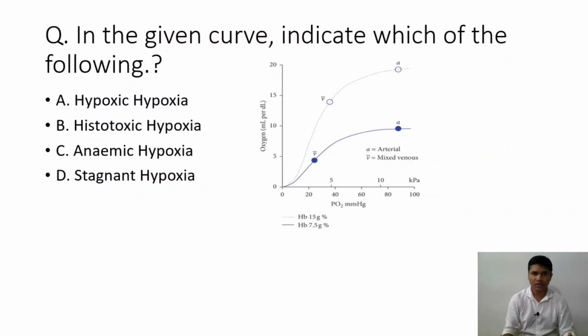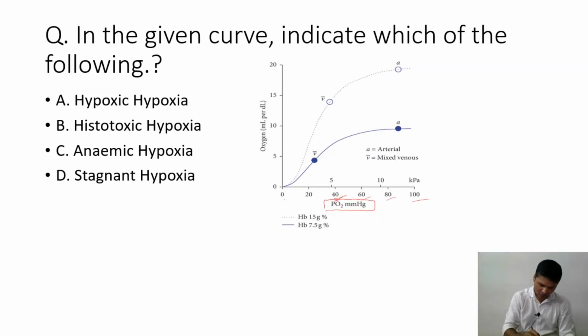Here the question is, the given curve indicates which of the following. This is the curve, and the options are A hypoxic hypoxia, B histotoxic, then anemic hypoxia, then stagnant hypoxia. Let's discuss this graph first and then we'll go to the options. Here we can see partial pressure of oxygen: 0, 20, 40, 60, 80 and 100, up to the 100 level.